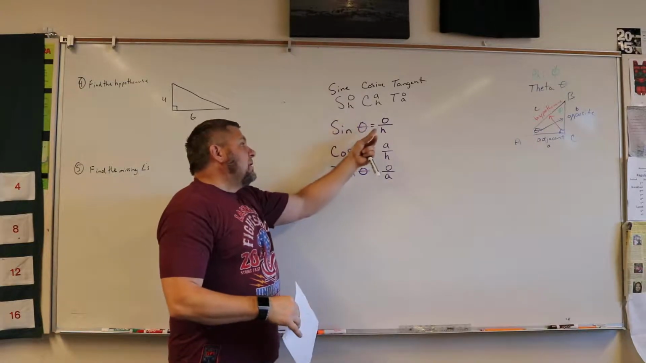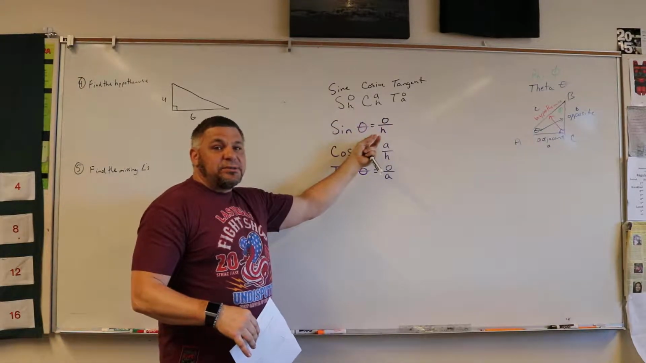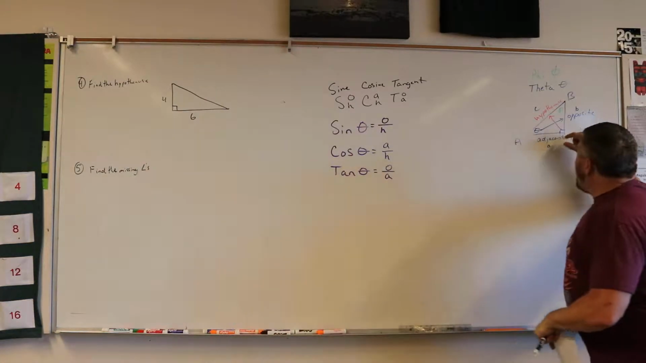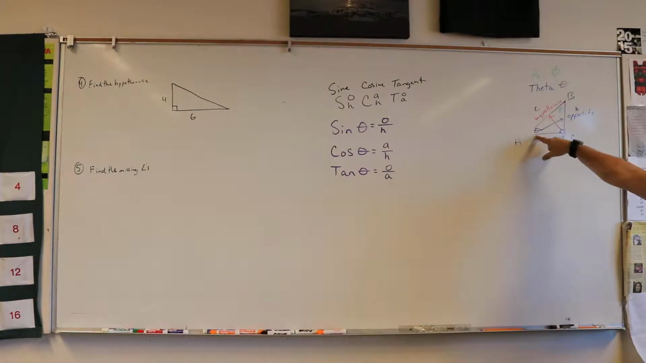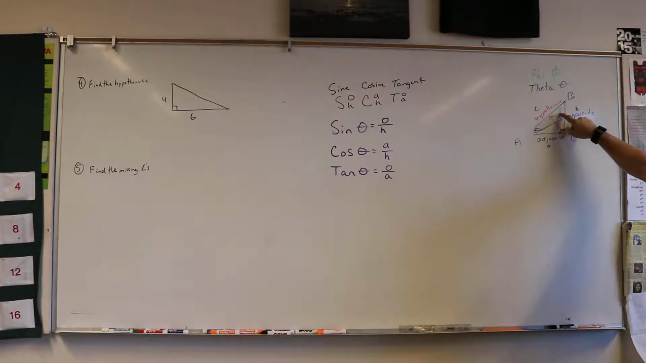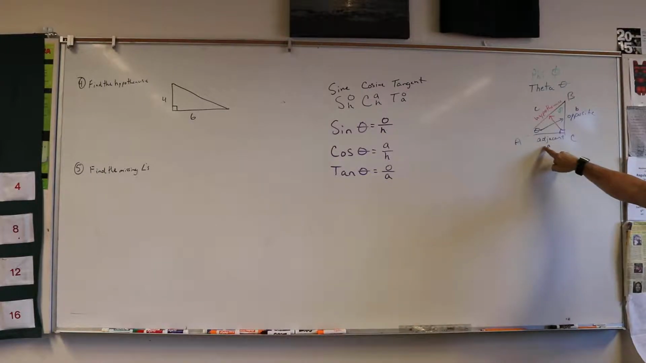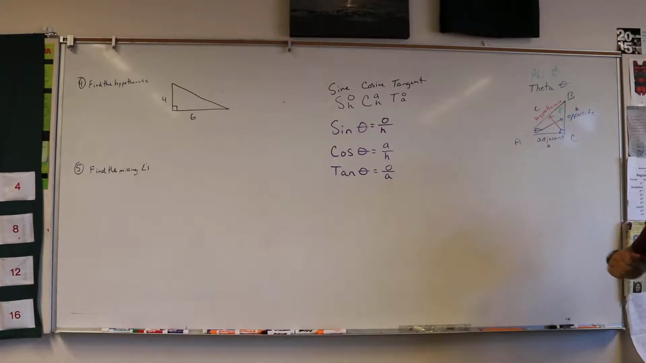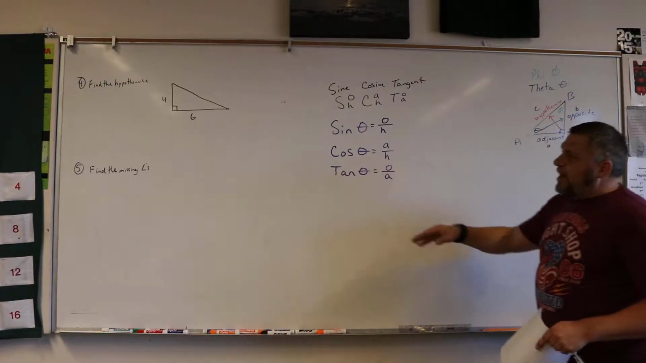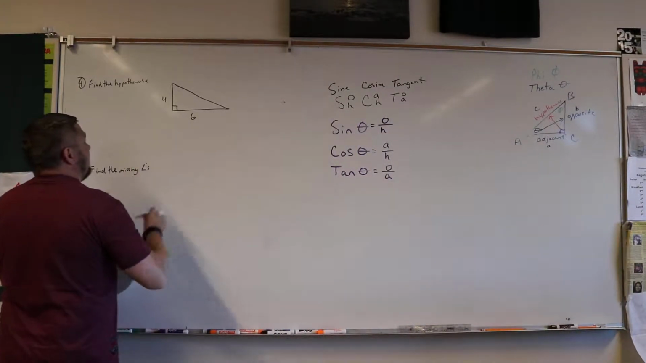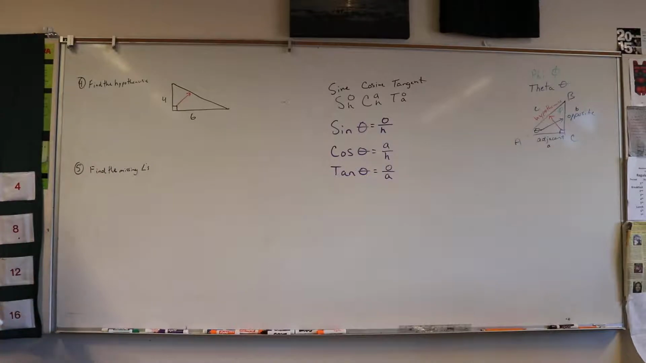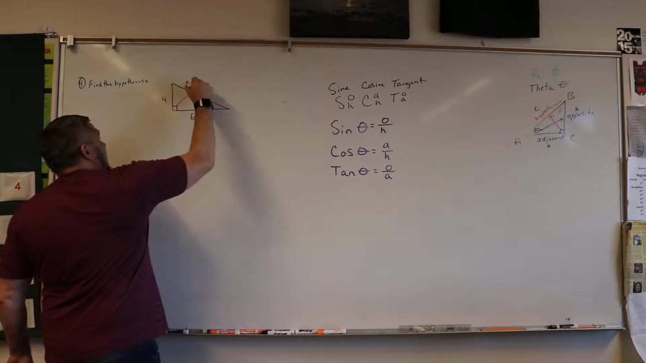The SO means that the opposite side is over the hypotenuse. Okay? So opposite is always opposite of the angle that we're talking about. That makes sense? So if it's phi, then this should be opposite, not adjacent. Adjacent is next to the angle that we're talking about. And then hypotenuse is always the hypotenuse, that's always across from the right angle. So we know this is the hypotenuse.